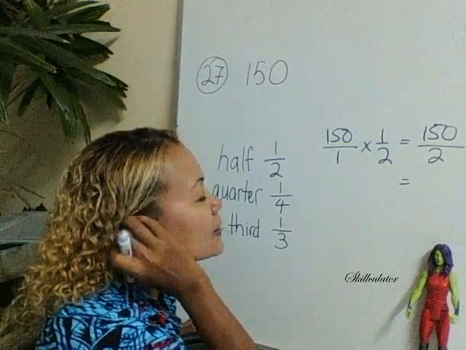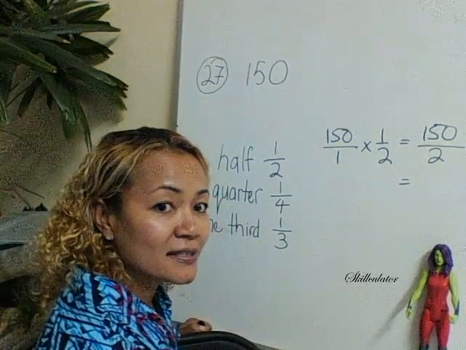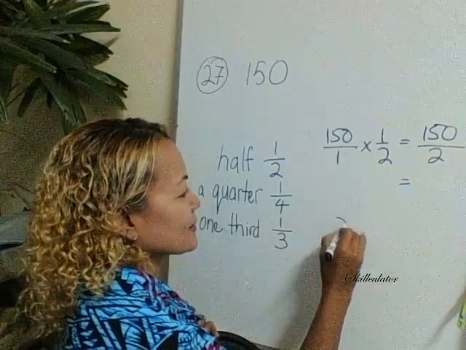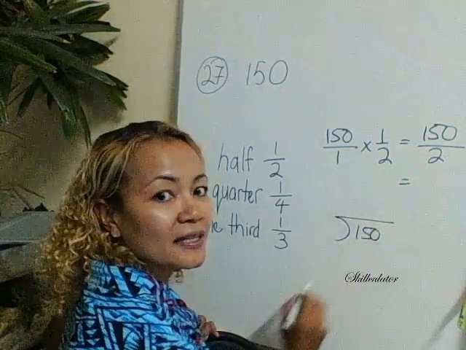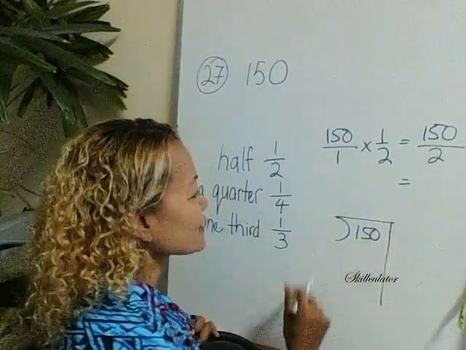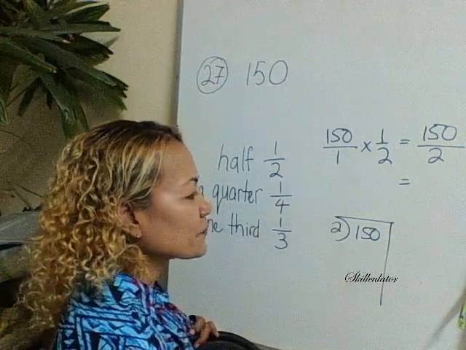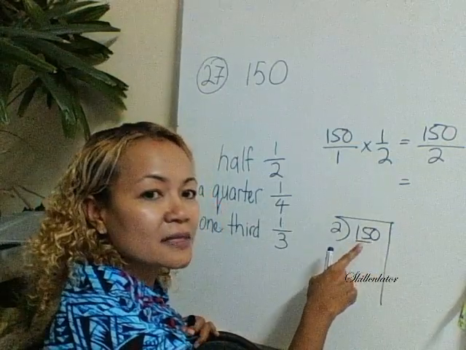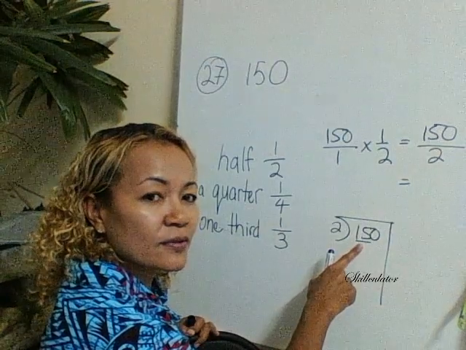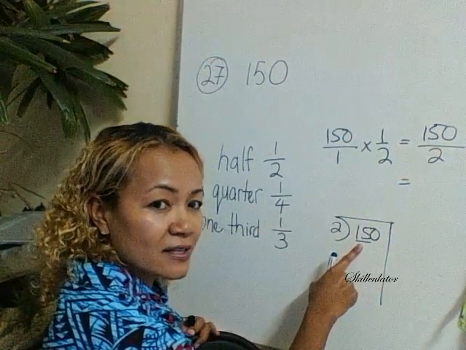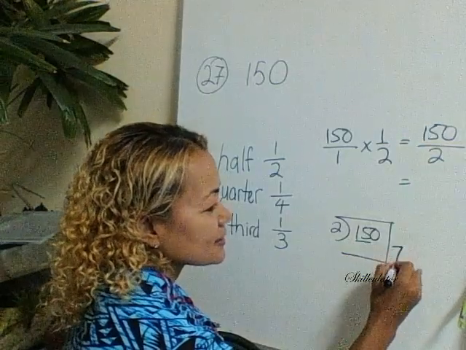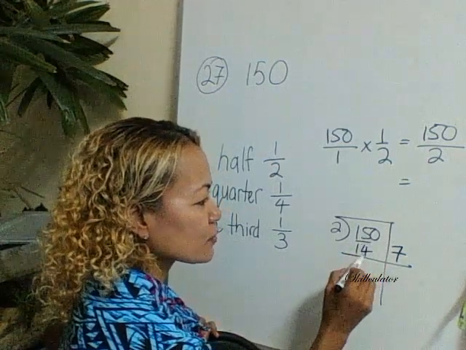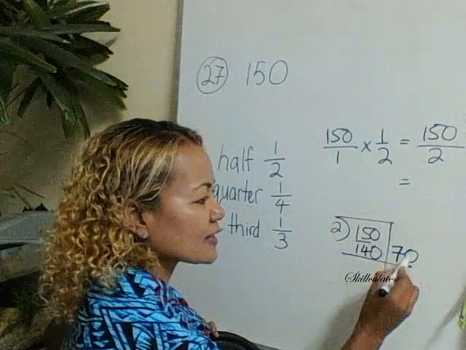If you don't know the answer straight off the top of your head, then you can divide 150 using your long division skills. 150 divided by 2. 2 goes into 1 how many times? Can't. 2 goes into 15 how many times? 2 times what is the number close to 15? 2 times 7 is 14. Okay, 7. 3 numbers there, only 2 here. Add a 0. Same thing here, add a 0.